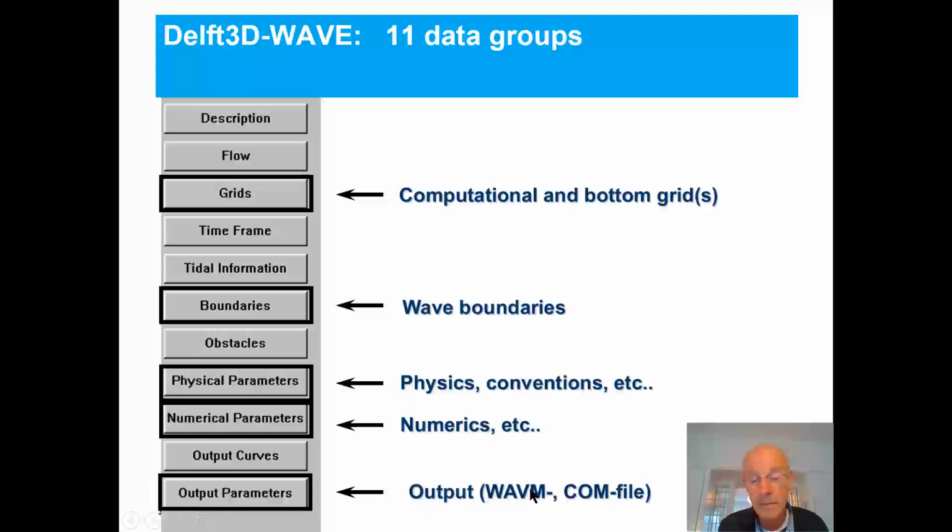WAVM is the wave map files. The COM file is the communication file that passes variables on from flow to wave and from wave to flow.